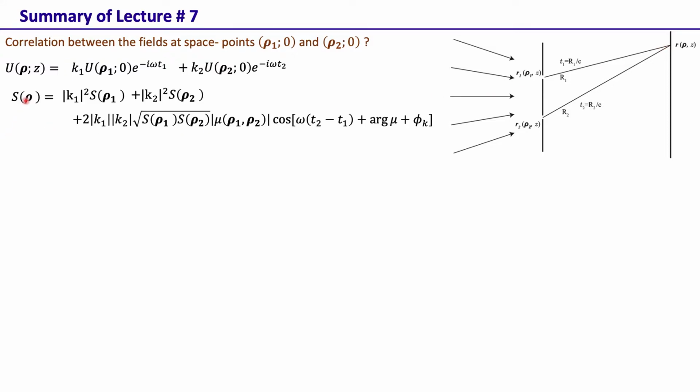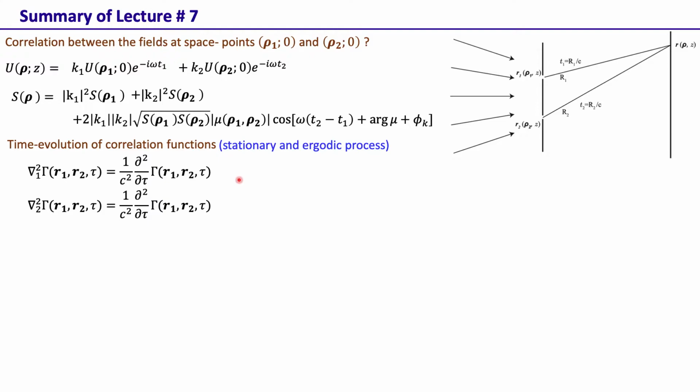And if we take the intensity at this point by doing u star u, then we see that the intensity at rho, the spectral density at rho, has contribution from the spectral density at rho 1, the spectral density at rho 2, and then this cross term. So this has been the generic way of studying the correlation between 2 points by looking at the correlation at some other point.